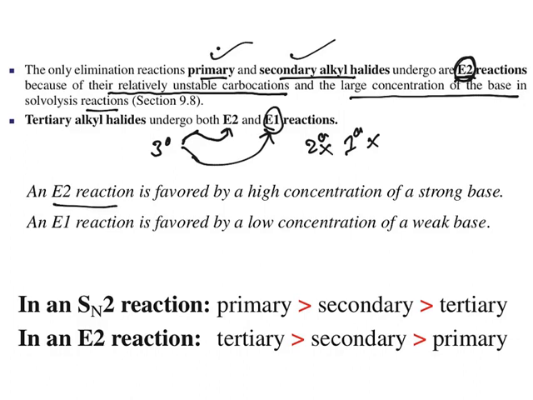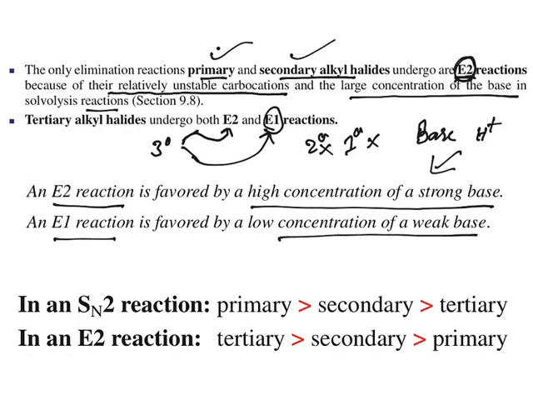Now, the second one. An E2 reaction is favored by a high concentration of strong base. Why? E2 is a concerted reaction where the base needs to abstract a proton. So it needs a strong base. Whereas in E1, a low concentration of weak base is enough. Why? In the rate-determining step, there is no requirement of base. Only the leaving group, the halogen, is important, which forms a carbocation. Then the base abstracts, which is a fast step. So for E1, a low concentration of weak base is enough, whereas for E2 you need a high concentration of strong base.